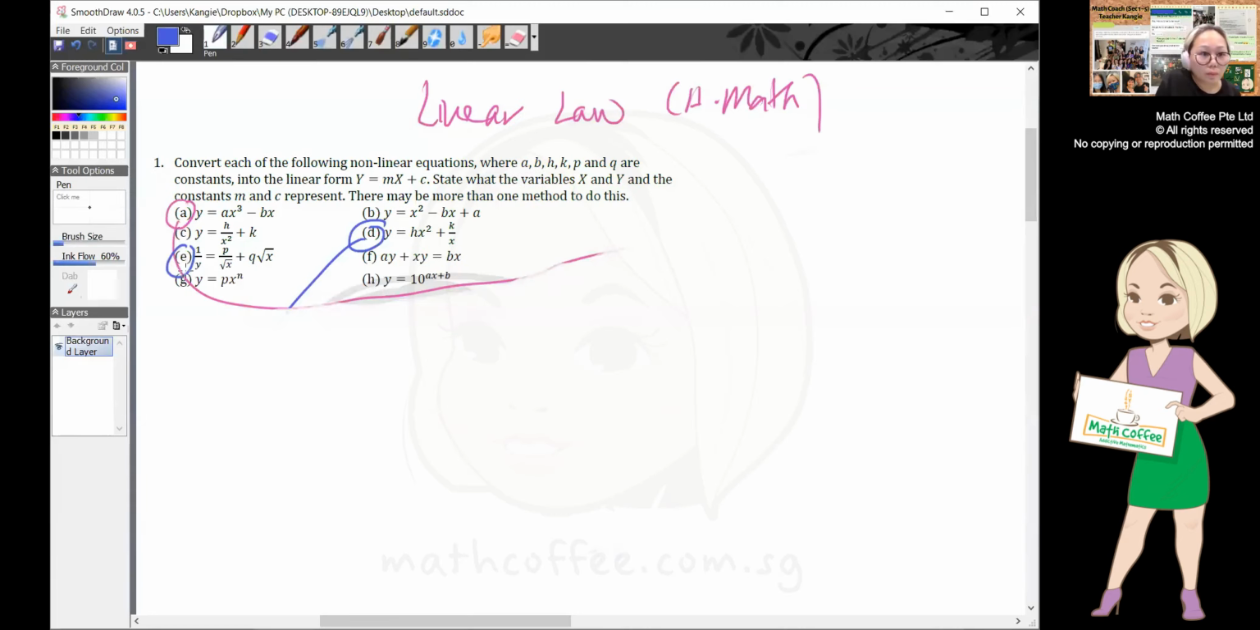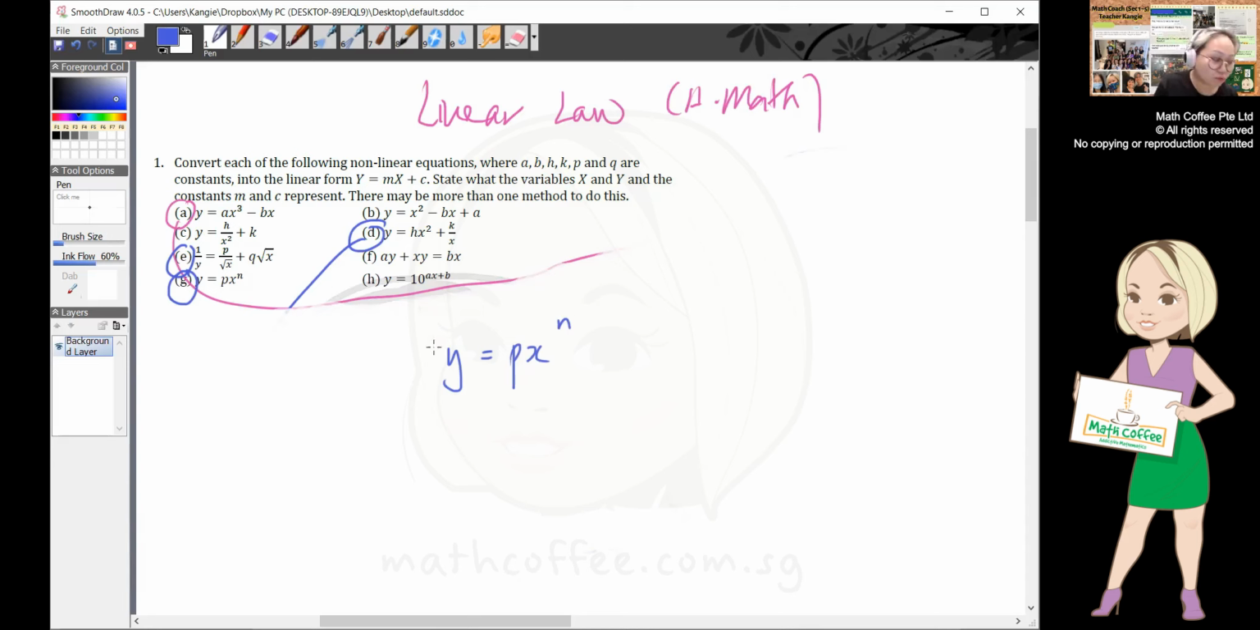Okay, so now I'm going to do part G. So this is y equals p x to the power of n. Every time when you see that, oh, I have a power that is not a number, whereby it's an alphabet, then you know that you only have one way to do it. Either you log or ln both sides. If base 10 is involved, you log both sides. If base e is involved, you ln both sides. For this situation, there's no base 10, there's no base e, so you can either choose log or ln both sides, up to you.